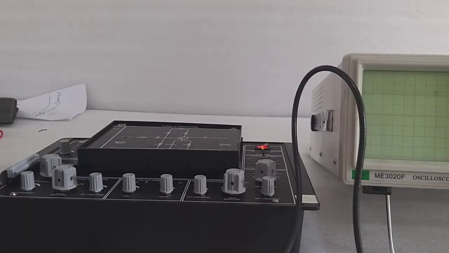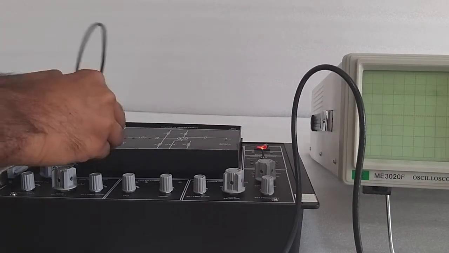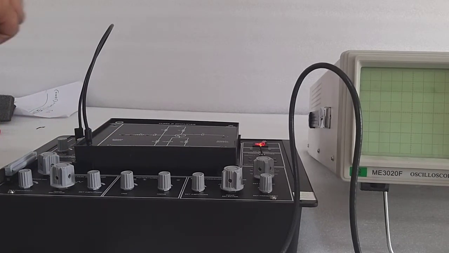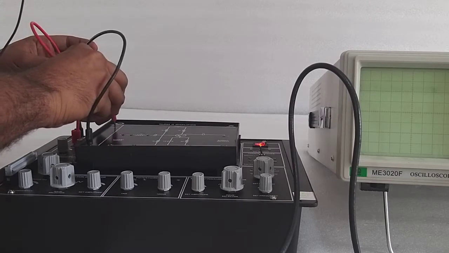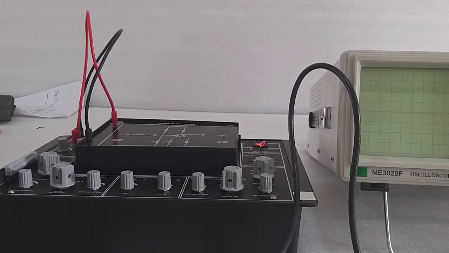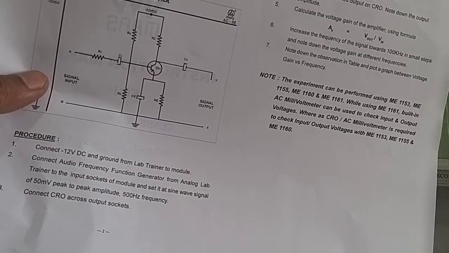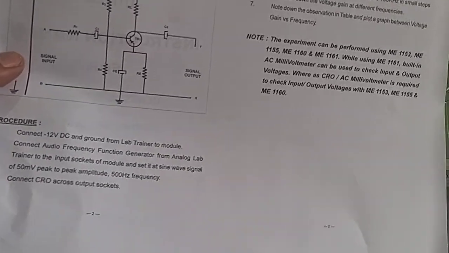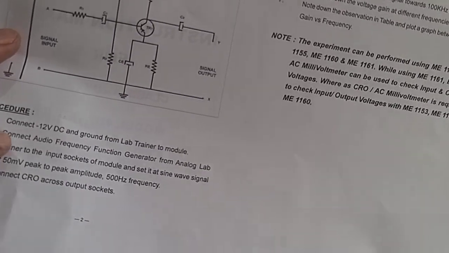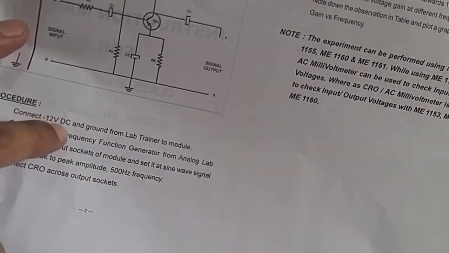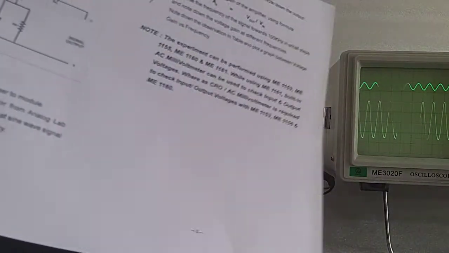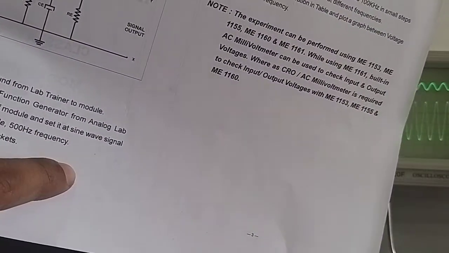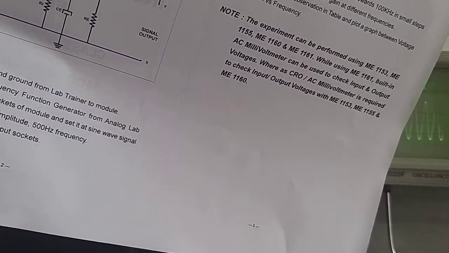So I will connect first ground to the ground port, then minus 12 volt to minus 12 volt. And now, here is the manual. As per the manual procedure, I connect the minus 12 volt DC and ground from the lab trainer to the module. Now I need to connect the function generator. I need to apply 500 hertz with an amplitude of 50 millivolt.